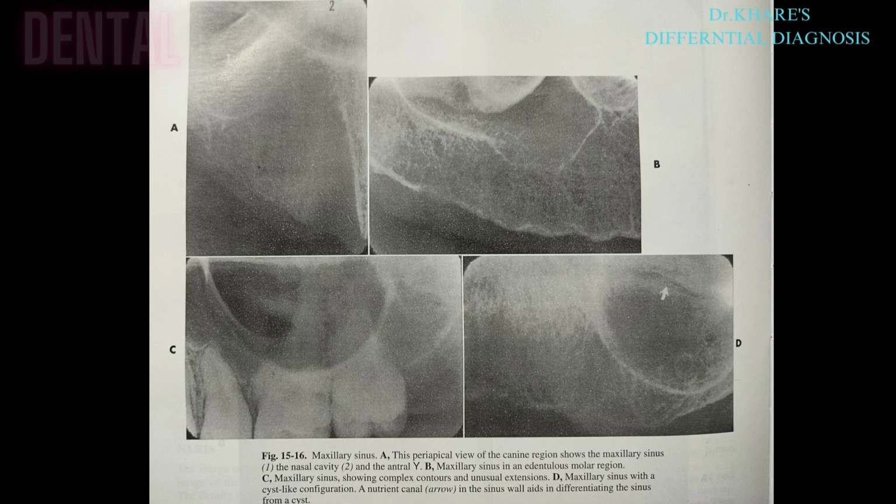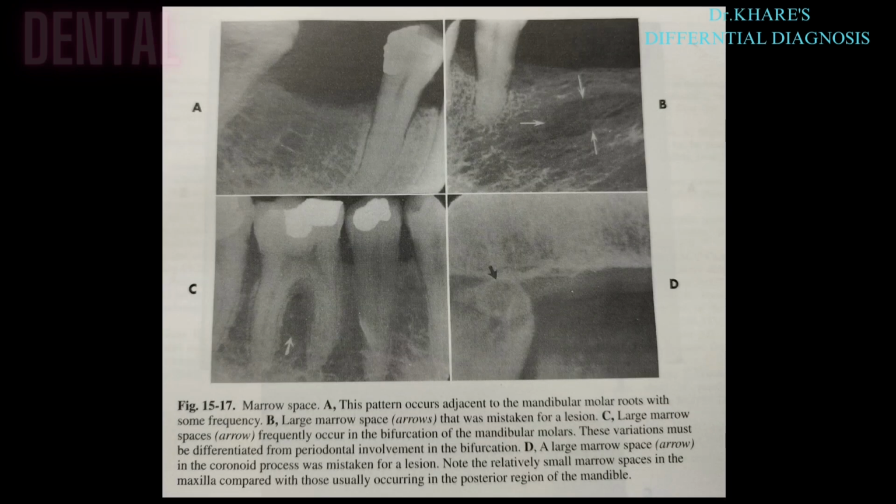In the radiograph C, the maxillary sinus showing complex contour and unusual extensions can be seen, while in the radiograph D, maxillary sinus with a cyst-like configuration can be seen. A nutrient canal, which is shown by the arrow in the sinus wall, aids in differentiating the sinus from a cyst.